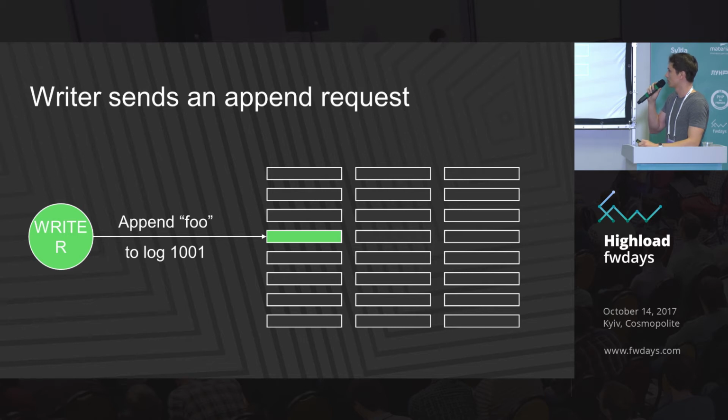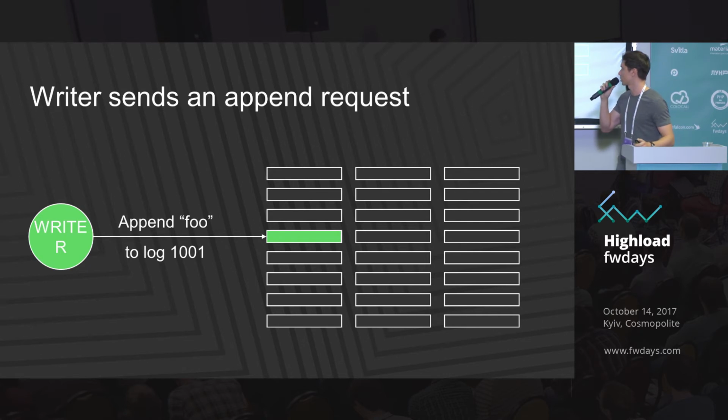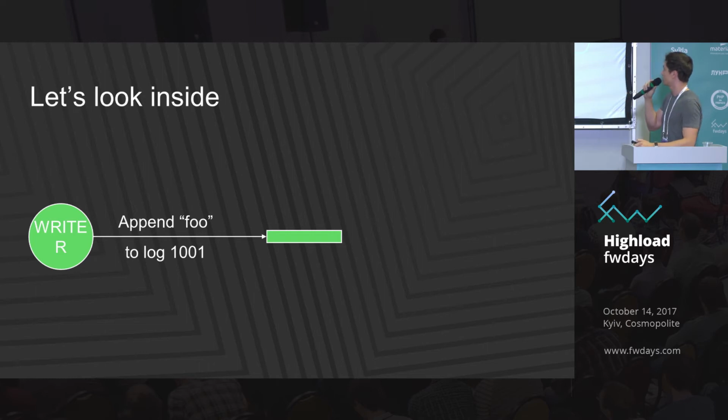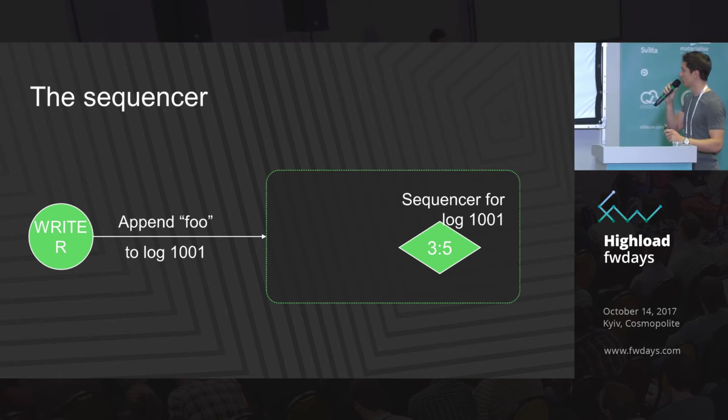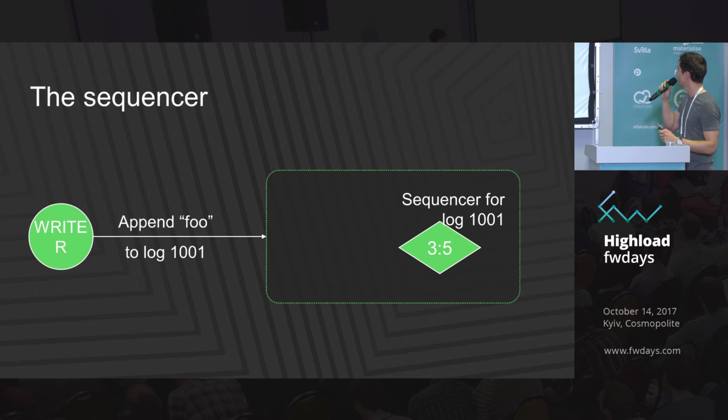This machine is not specific to a log. It can be changed, but we know where it is. So we found some machine and we send a message to it for some log, with the message foo, let's say. Let's look inside. When we try to append this message, we assign a sequence number to it. And it's interesting that we divide it in two. The first number is the epoch number, and the second number is the record number, the sequence number inside of the epoch.